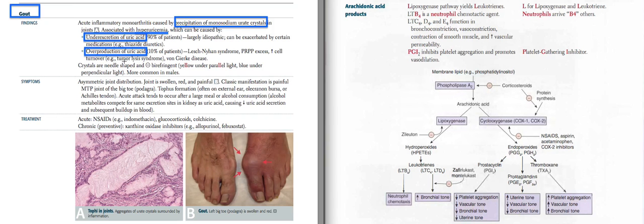All right, so something that used to be a lot more high yield is going to be knowing that on crystal examination of monosodium urate within the joint fluid, you will see needle-shaped, negatively birefringent crystals here, and this again will set it apart from pseudogout.